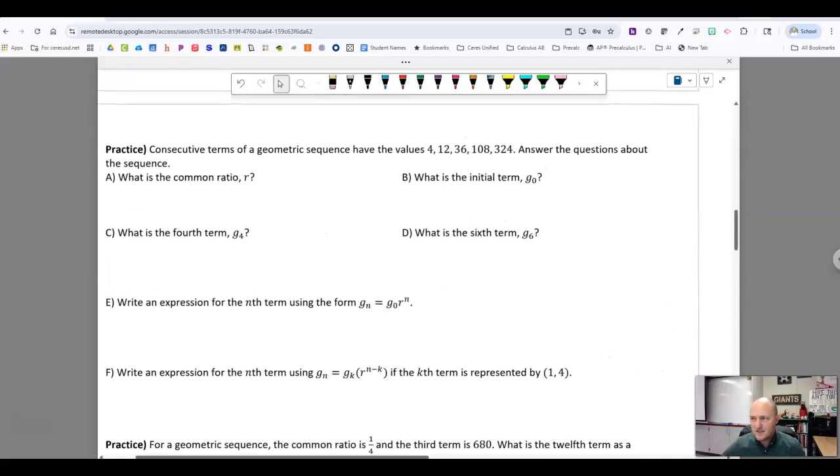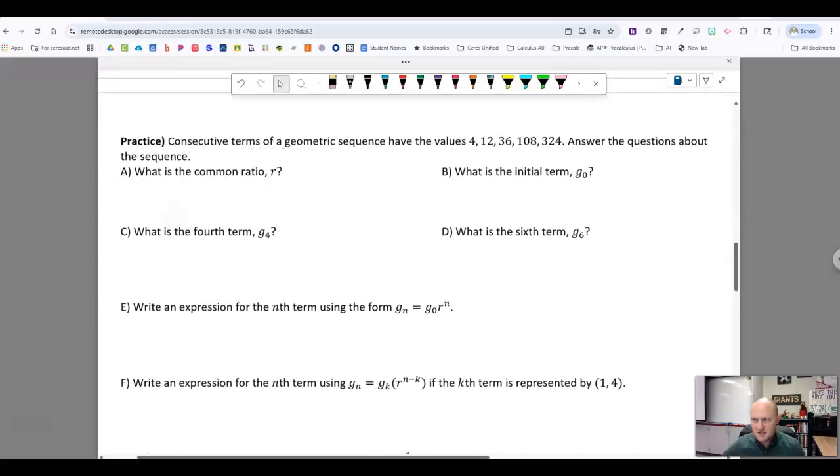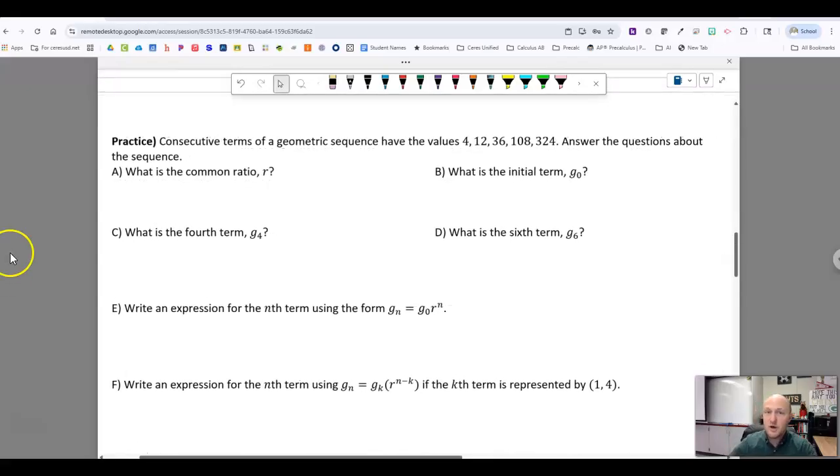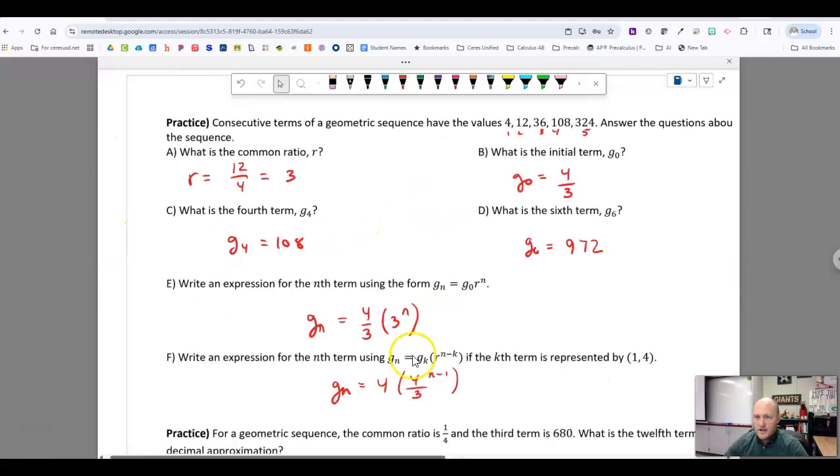Here's a practice problem. They give you a list of numbers. Go ahead, please pause the video, try this one, and I'll show you the solutions in a second. With a geometric sequence of 4, 12, 36, 108, 324, I hope you picked up that we are multiplying by 3. Your common ratio is 3. The initial term, if we take our first term and divide by that common ratio, which is 3, you get 4/3. The fourth term you can read in this list is 108.